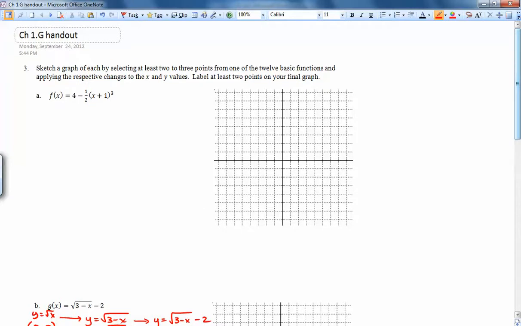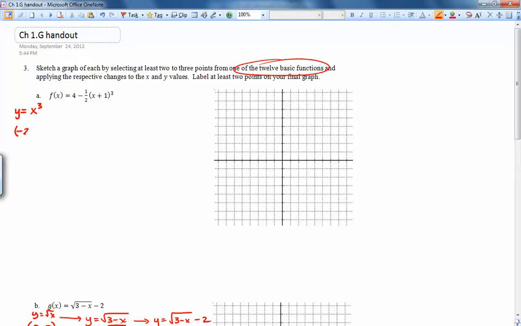Okay, so let's take a look at chapter 1G, number 3. And the idea is that we're going to select one of the 12 basic functions and then manipulate that as we figure out how to graph f of x. So the basic function in this case is x cubed, the cubic. And we'll pick some standard points to plug in.